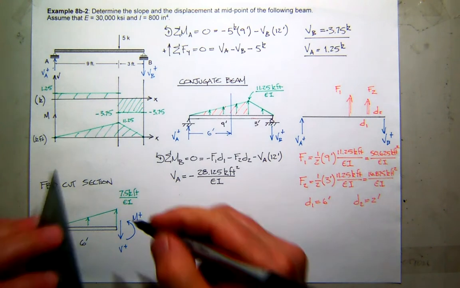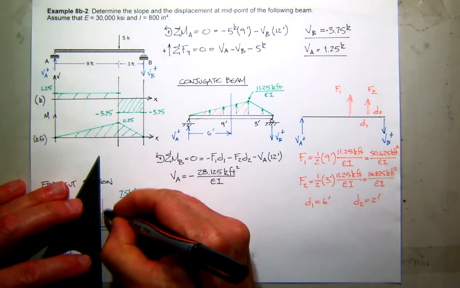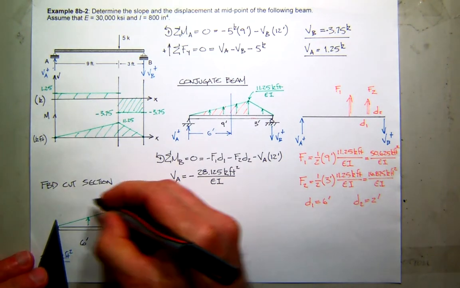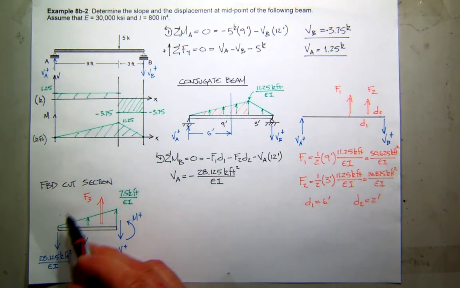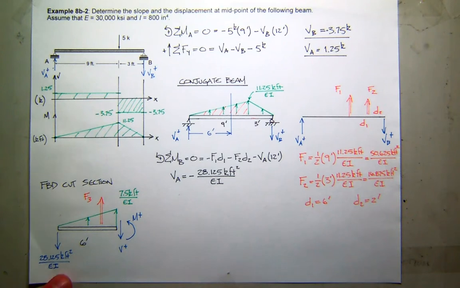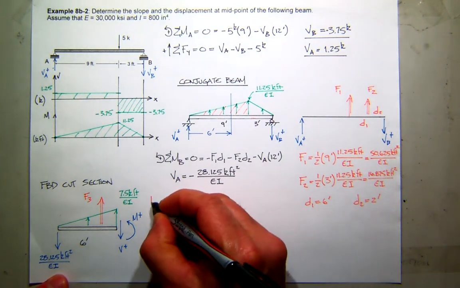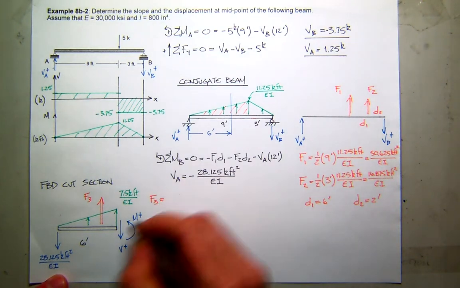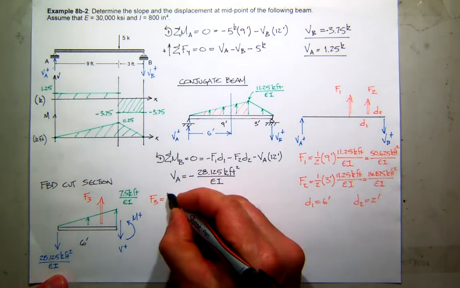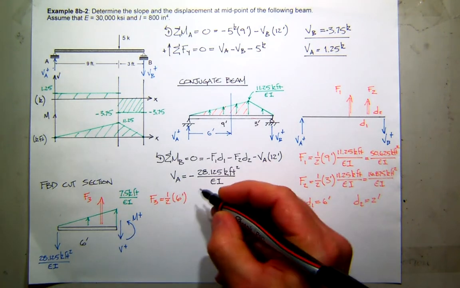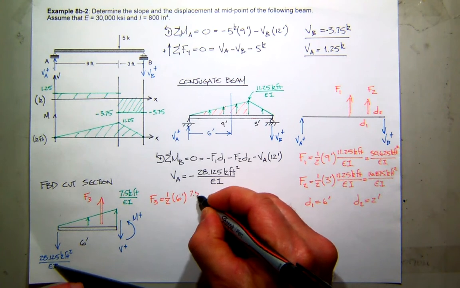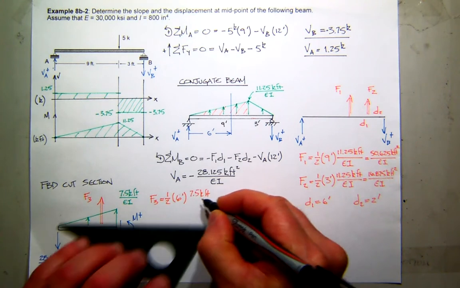So for that piece, I'm going to need an additional force, which I'll call F3, which is the concentrated equivalent of that. Let's see if I've got some room for that over here. So what is F3? What will be the area of this triangle? So it's 1/2 base, which is 6 feet, times height, which is 7.5 kip feet over EI.